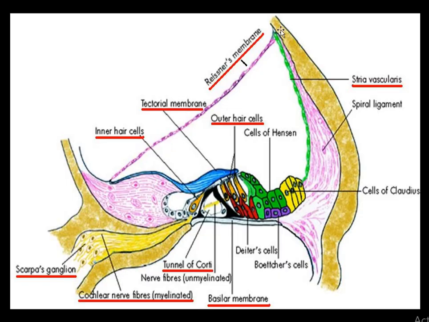You can see here this is Reissner's membrane here, and this is the organ of Corti. These are inner hair cells, outer hair cells in different groups or rows. Okay, and the supporting cells are there.